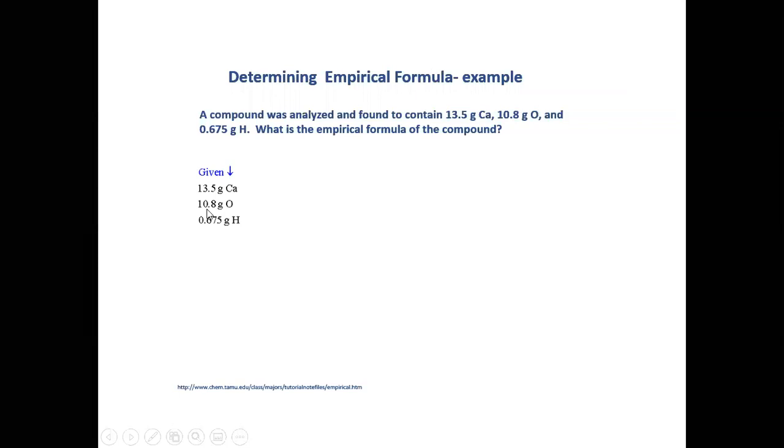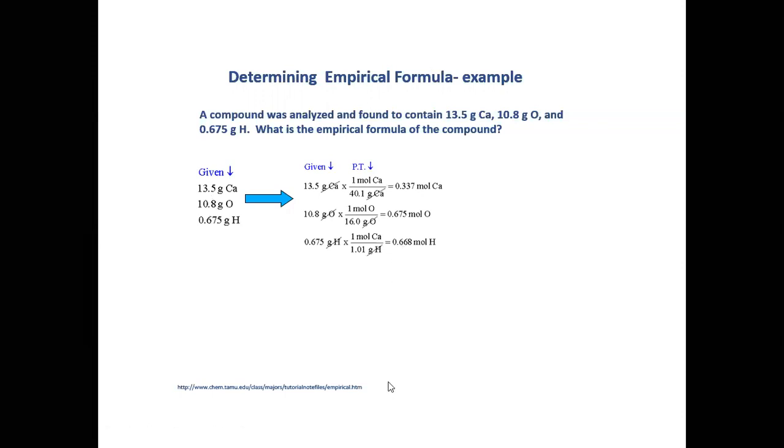So we're given the mass of each element. The first step is to find the moles of each element. And here, just a little typo, there should be hydrogen here. So now when we find the moles of each element, we divide by the smallest number. In this case, calcium is the smallest, so we divide everything by the moles of calcium. And we get the ratio of elements.